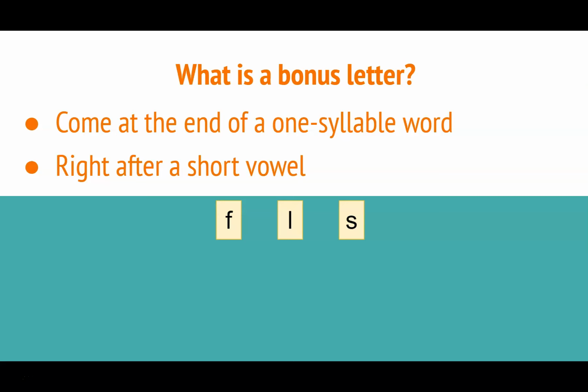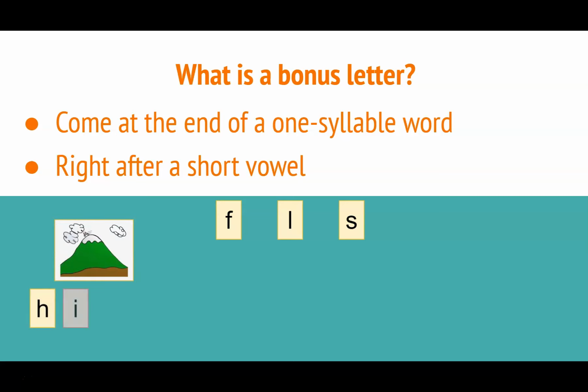Let me show you what I mean. In the word hill, there are three sounds. H, i, l. But as you can see, it ends in the letter L right after the short vowel sound I. So I need to put an extra L to make it look right. Remember, when we read this word, we don't actually say the sound of the bonus letter. So I wouldn't read this word i, l, l. I would just read i, l.